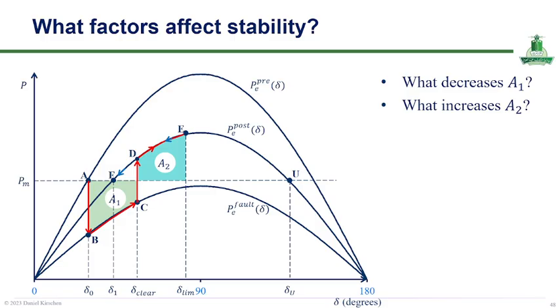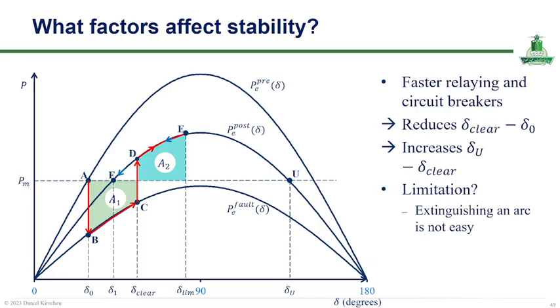Factors such as faster fault clearing and stronger transmission networks improve post-fault power transfer capability, and reduce fault severity, all contributing to enhancing system stability.